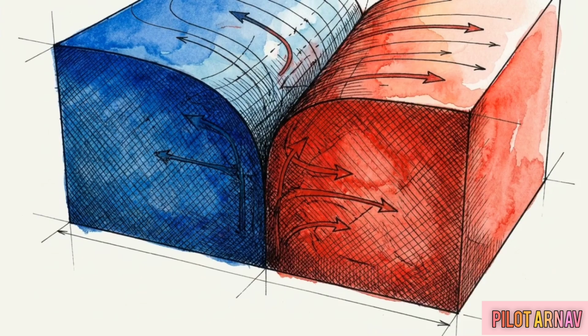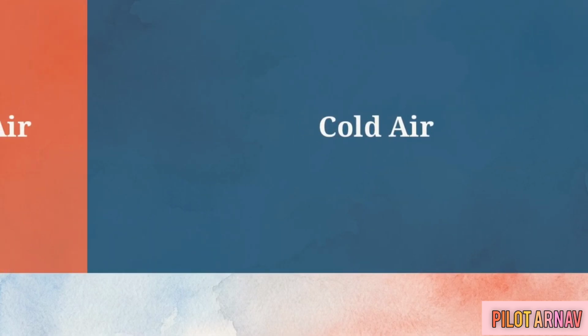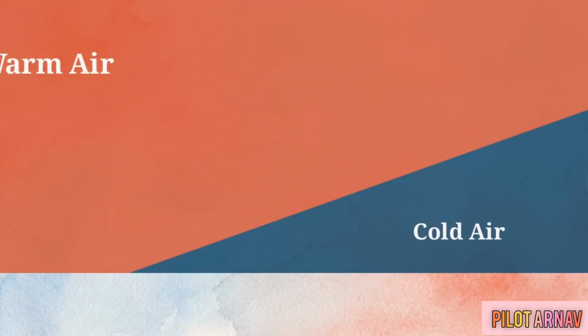These specific combinations of temperature and humidity dictate the physical density of the air mass, which serves as the engine driving every frontal collision. In a warm front, a lighter, warm air mass attempts to overtake and push a denser, cold air mass. Because the warm air is lighter, it glides up and over the cold mass.